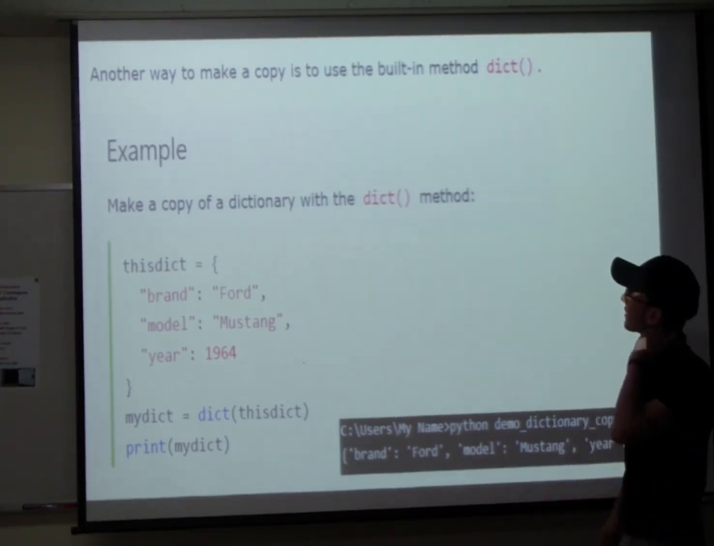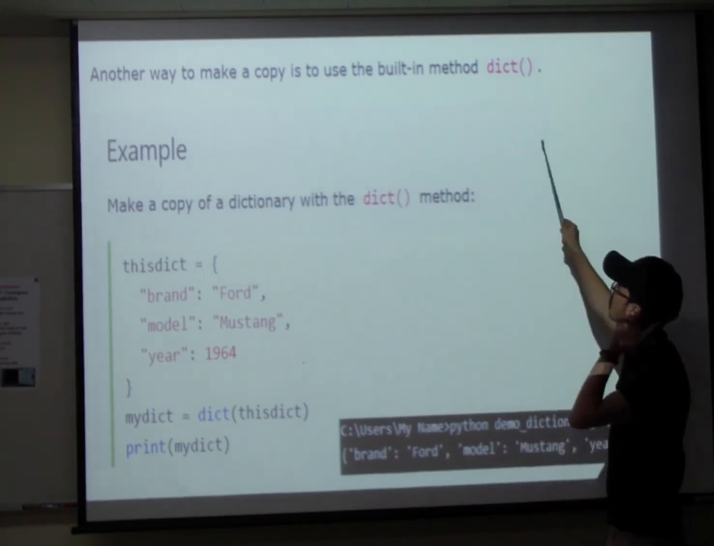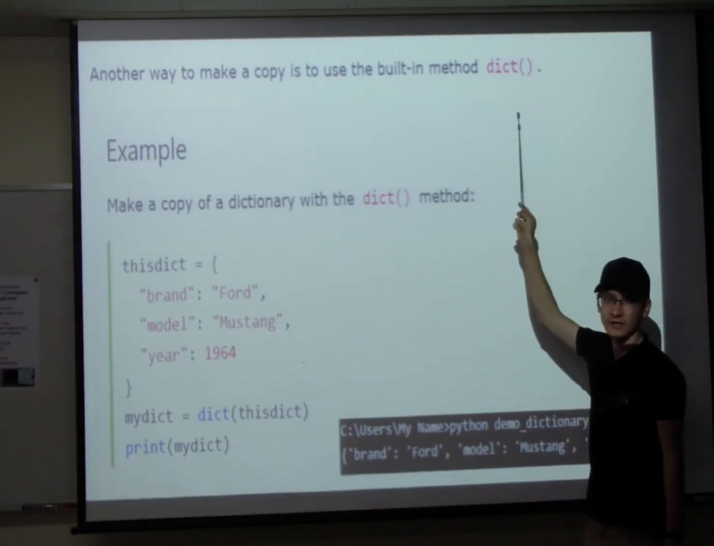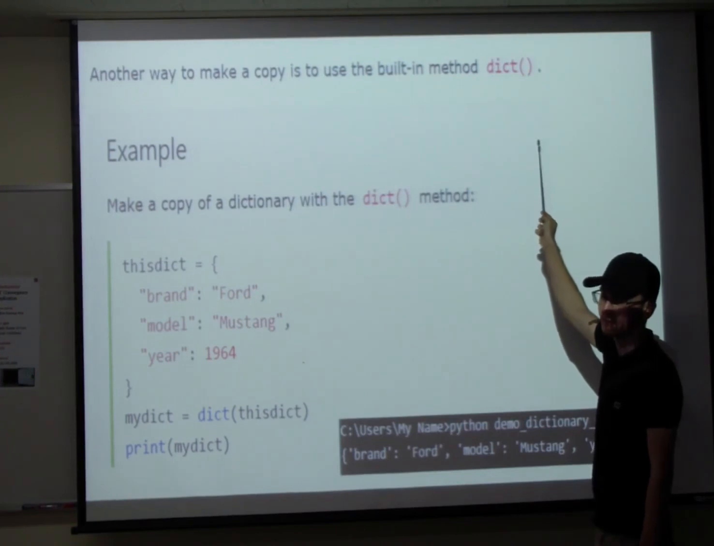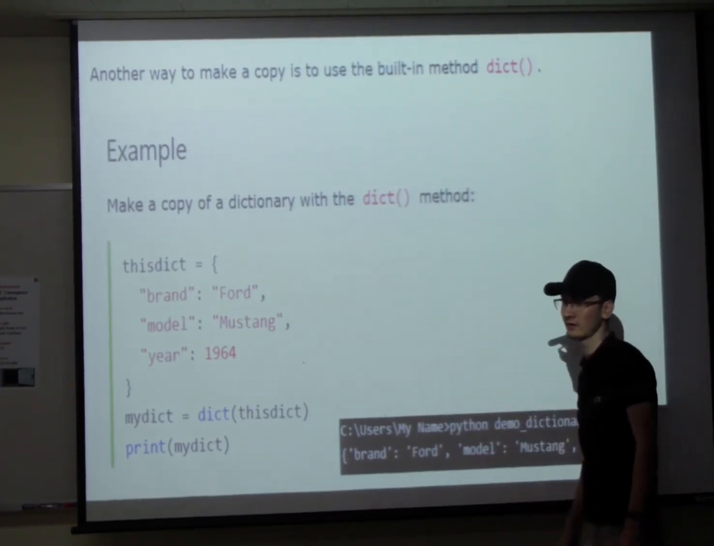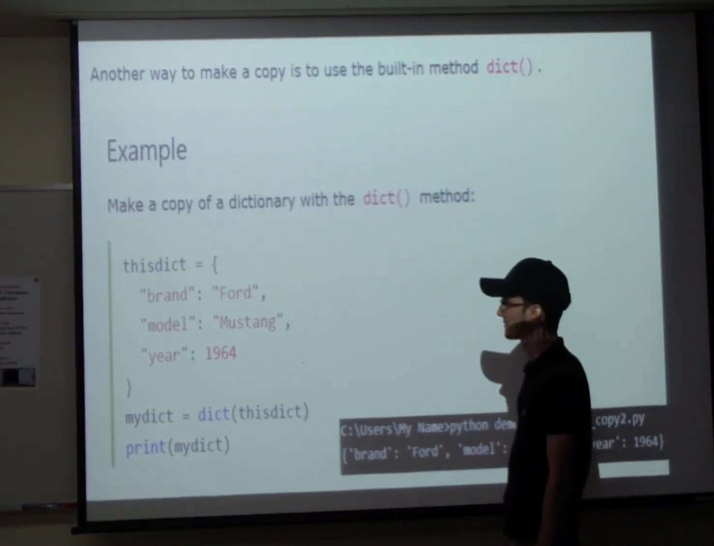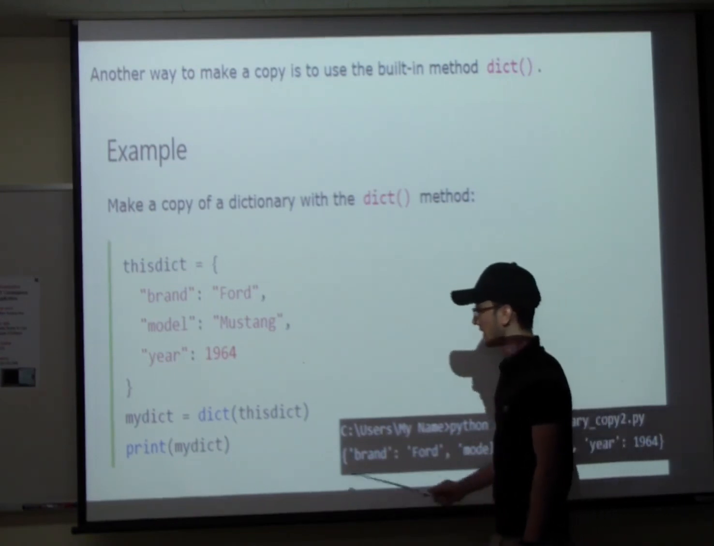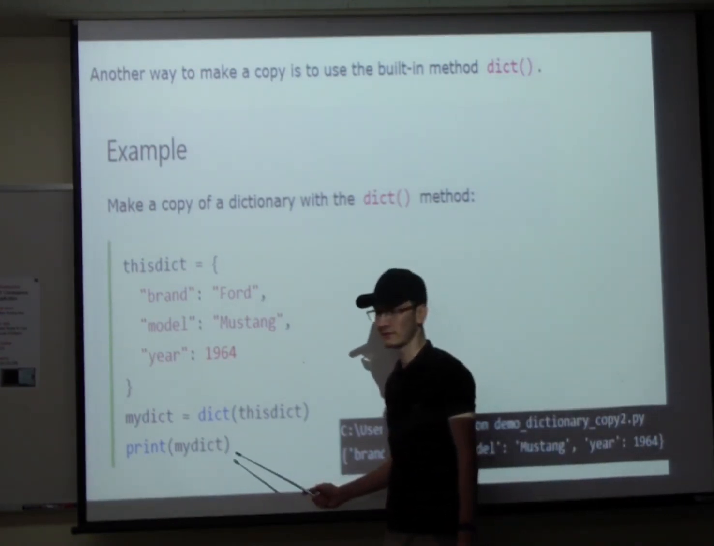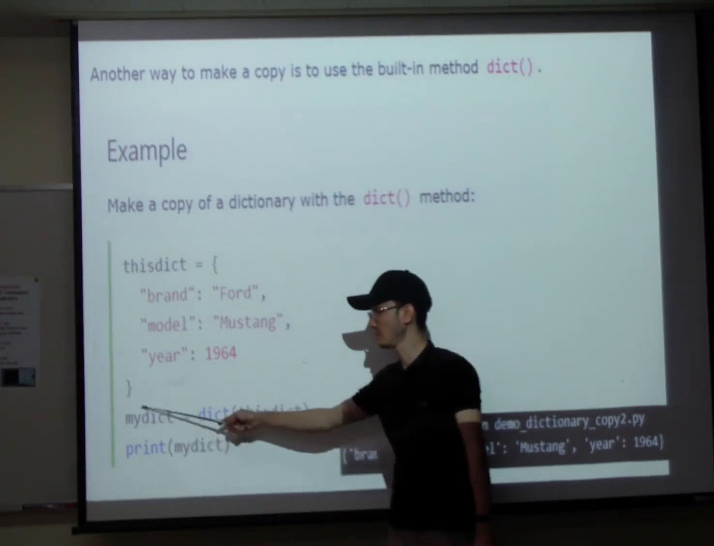Another way to make a copy is to use the built-in method dict. So this is a built-in function. This function also copies the values and gives these values to another new dictionary.